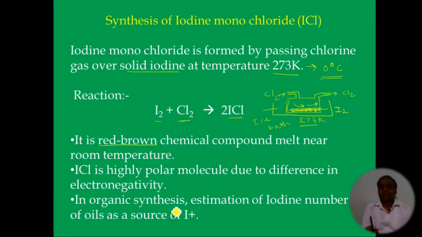In organic synthesis or estimation of iodine number of oils, iodine monochloride acts as a source of iodine plus, which is used in the estimation of iodine number of different oils. So when we want to find out the iodine number of oils, we use ICl as a reagent. This is also called the Weiss reagent.